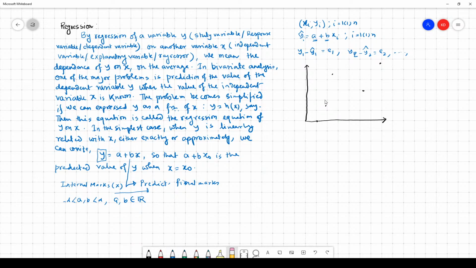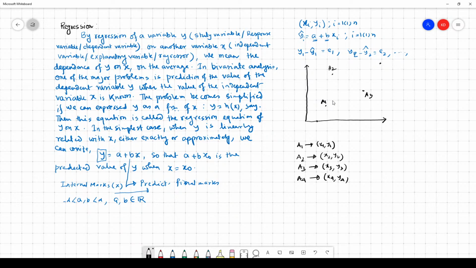I denote this by capital A1. Okay. A1, where A1 is x1, y1. This is A2, which is x2, y2. This is A3, x3, y3. A4, x4, y4. Okay.